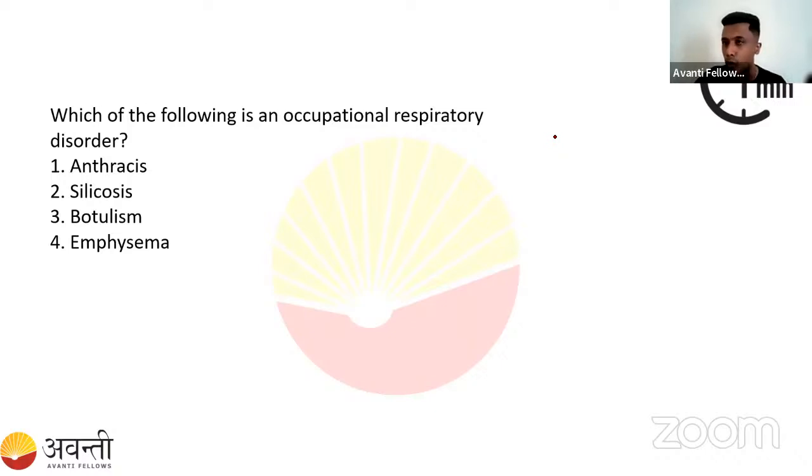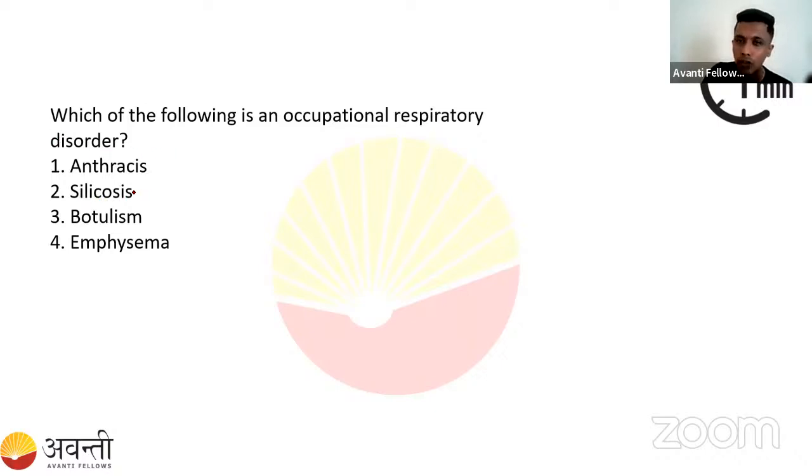Either it will cause fibrosis of the lungs or it will cause silicosis of the lungs. Okay. So this is called an occupational respiratory disorder. If you see the given options here, the first one is anthracis. Anthracis is caused by anthrax. So this does not come under occupational respiratory disorder.